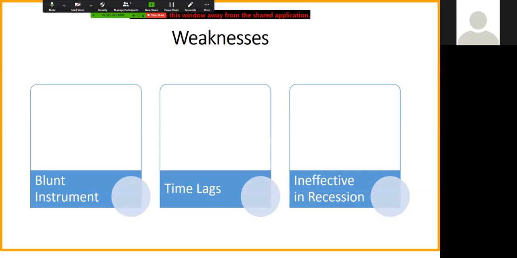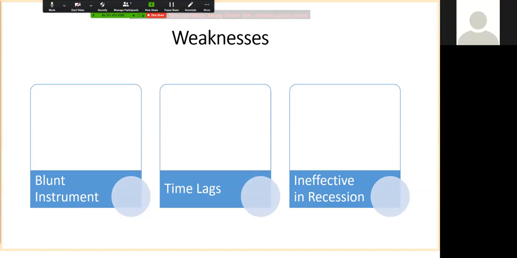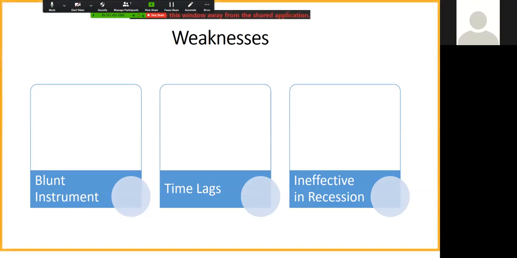The time lags, of course: some estimates suggest that it takes between 1 and 2 years for a monetary policy to have its maximum effect. So it is relatively slower, and it is ineffective in recession periods. Yes, it is relatively easy to control inflation with monetary policy, but the effectiveness of monetary policy is very low when it comes to a recession.